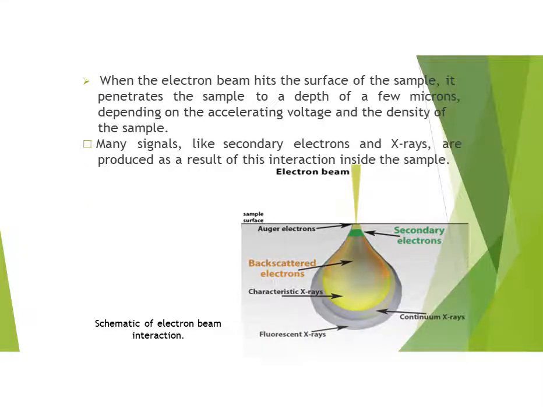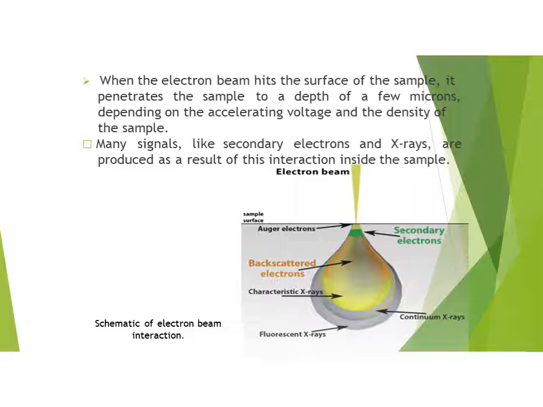When the electron beam hits the surface of the sample, it penetrates the sample to a depth of few microns, depending on the accelerating voltage and density of the sample. Many signals like secondary electrons and X-rays are produced as a result of this interaction inside the sample.